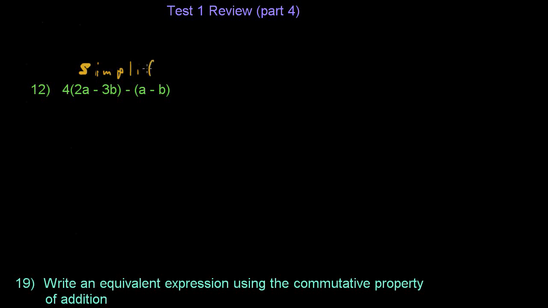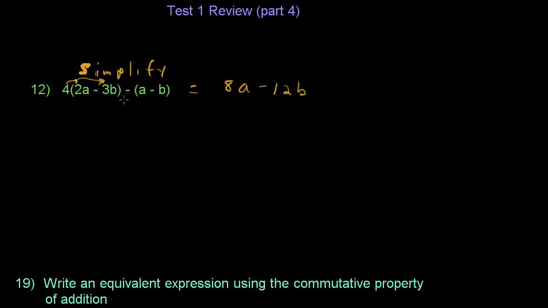And we're to simplify this algebraic expression of 4 times the quantity 2a minus 3b minus the quantity a minus b. And to simplify an algebraic expression, the first thing we want to do is get rid of the parentheses, and we can do that by distributing. We'll get rid of the first parentheses by distributing. 4 times 2a is 8a, and then 4 times a negative 3b is minus 12b.